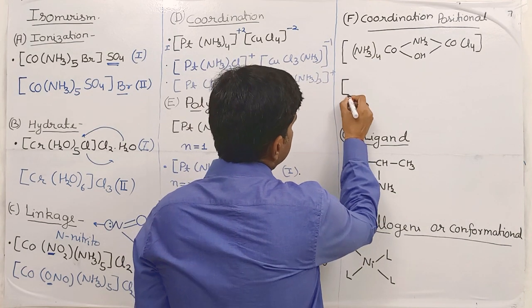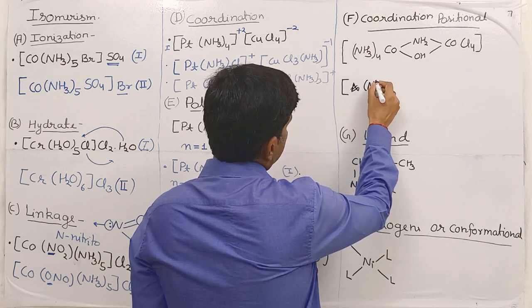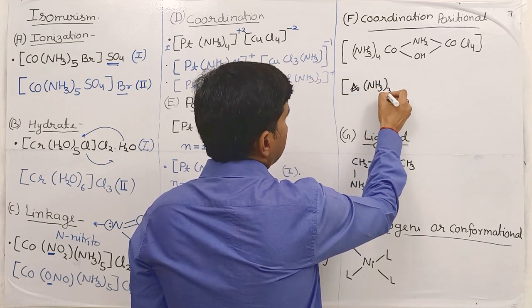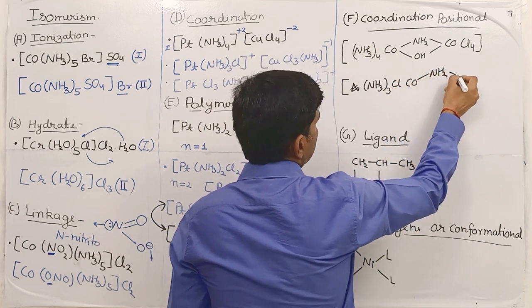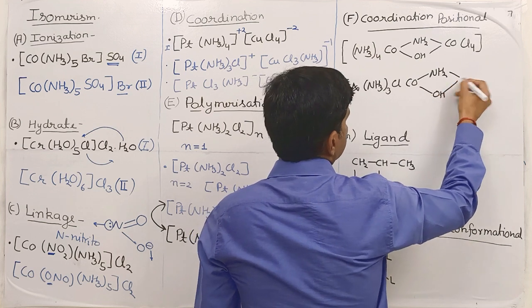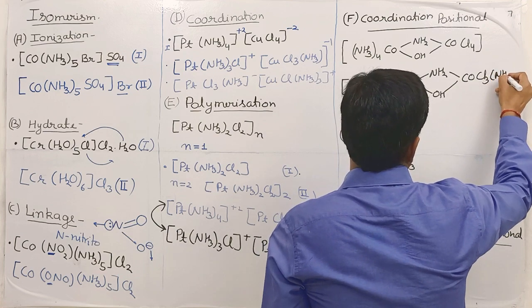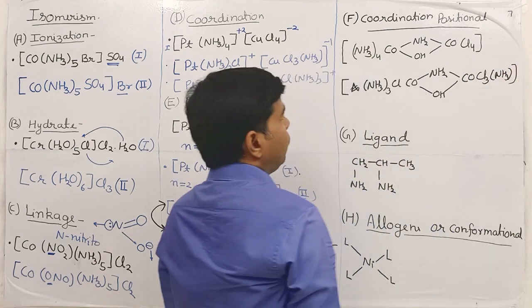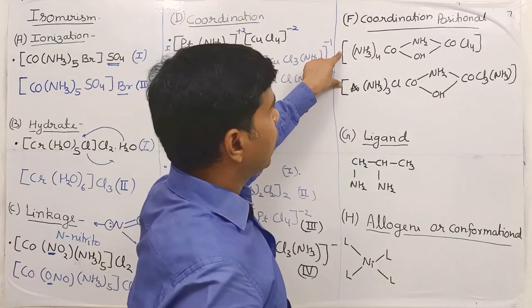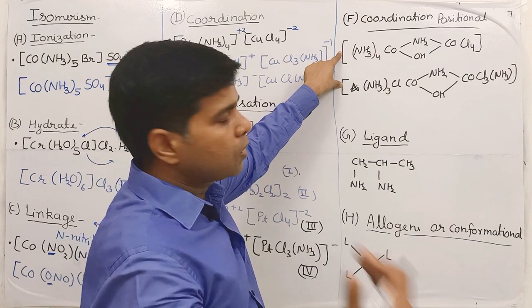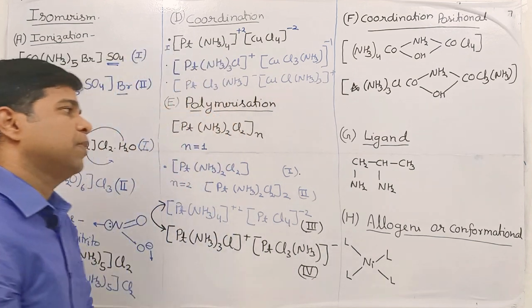Second, if I write [Co(NH3)3Cl] Co NH2 mu amido OH [Co Cl3 NH3], we can exchange one more Cl, one more NH3, then these two compounds have a relationship with each other, that is the coordinational positional isomerism.